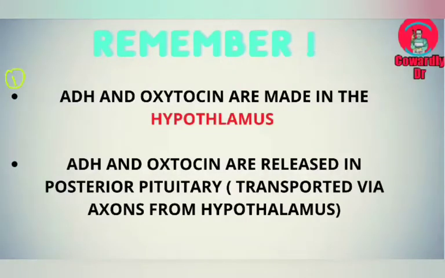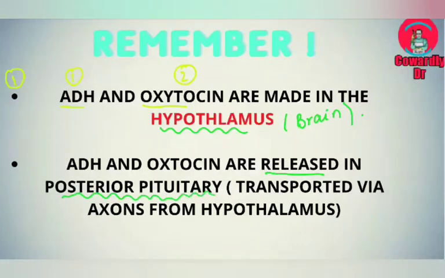Remember that ADH hormone and oxytocin hormone are produced in the hypothalamus of the brain, and they are later on released in the posterior pituitary gland. How? Through axons from the hypothalamus.